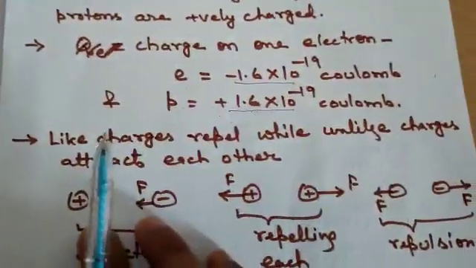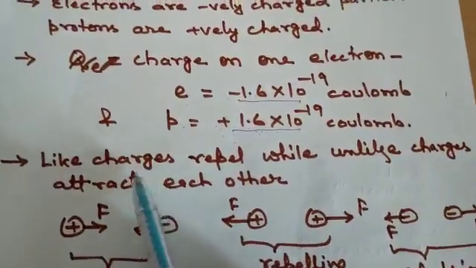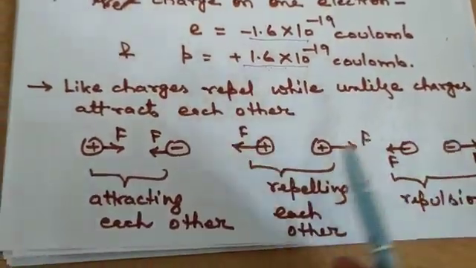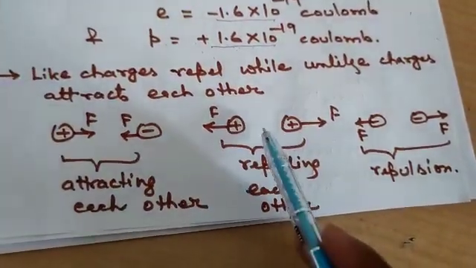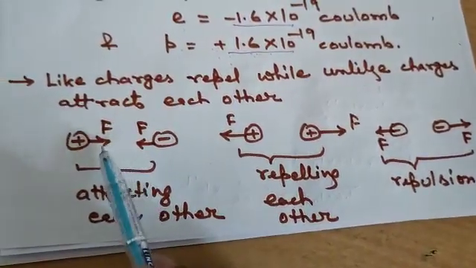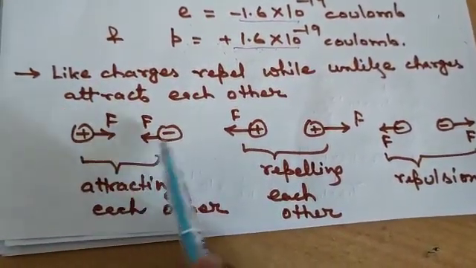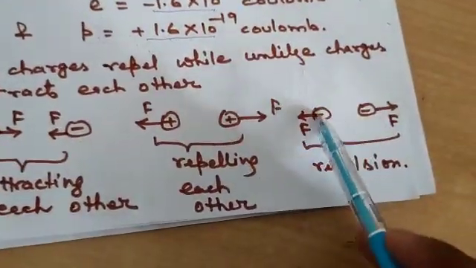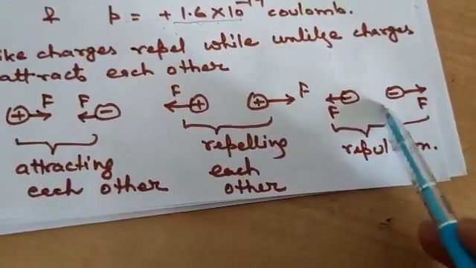Now the next property of charge is that like charges repel while unlike charges attract each other. Here is the illustration with the figure. You can see that these unlike charges are attracting each other. Here like charges are repelling each other, and the same here, like charges repelling each other.